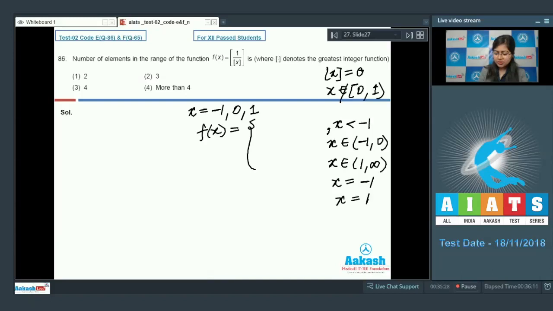Now, when x is less than -1, the value of f(x) will be -1, right? And when x belongs from -1 to 0, let us say I put x equal to -1/2, it will be 1 upon [-1/2], which is again -1. When x belongs from 1 to infinity, its value will be 0. When x is equal to -1, its value will again be -1, and when x is equal to 1, its value will be 1. So, in the range, we have 3 values, that is -1, 0 and 1. So, we have 3 elements in its range.